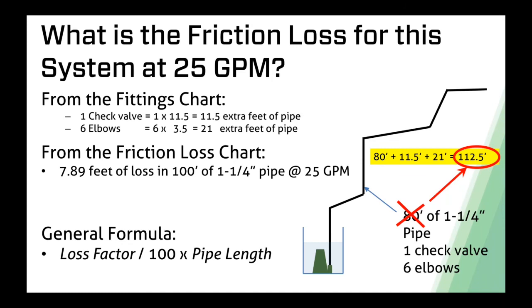You'll have your loss factor from your chart, you'll divide it by 100, and you'll multiply it times your total pipe length, and that's your pipe length plus your equivalent length of fitting. So in this case, 112.5. So taking all of those values, 7.89 was the value that we pulled from the chart. That's 25 gallons a minute and 1.25 inch pipe. That's the loss. We'll take that 7.89, divide it by 100, and then multiply it times 112.5, and that gives us a friction loss of 8.9 feet, which we would generally probably just round up to 9 feet.